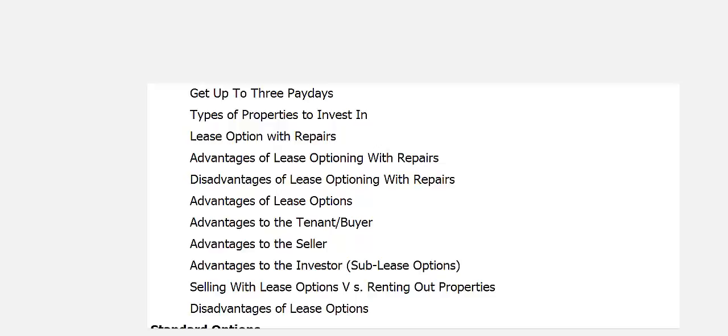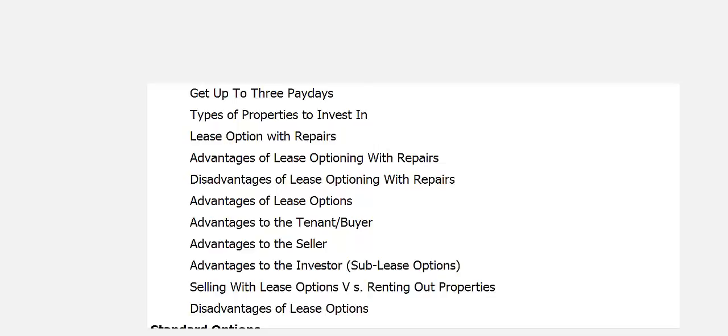What are the advantages to the tenant buyer and to the seller and to the investor who's in the middle on a sandwich? What's selling with lease options versus renting out properties? What's the disadvantages of lease options?